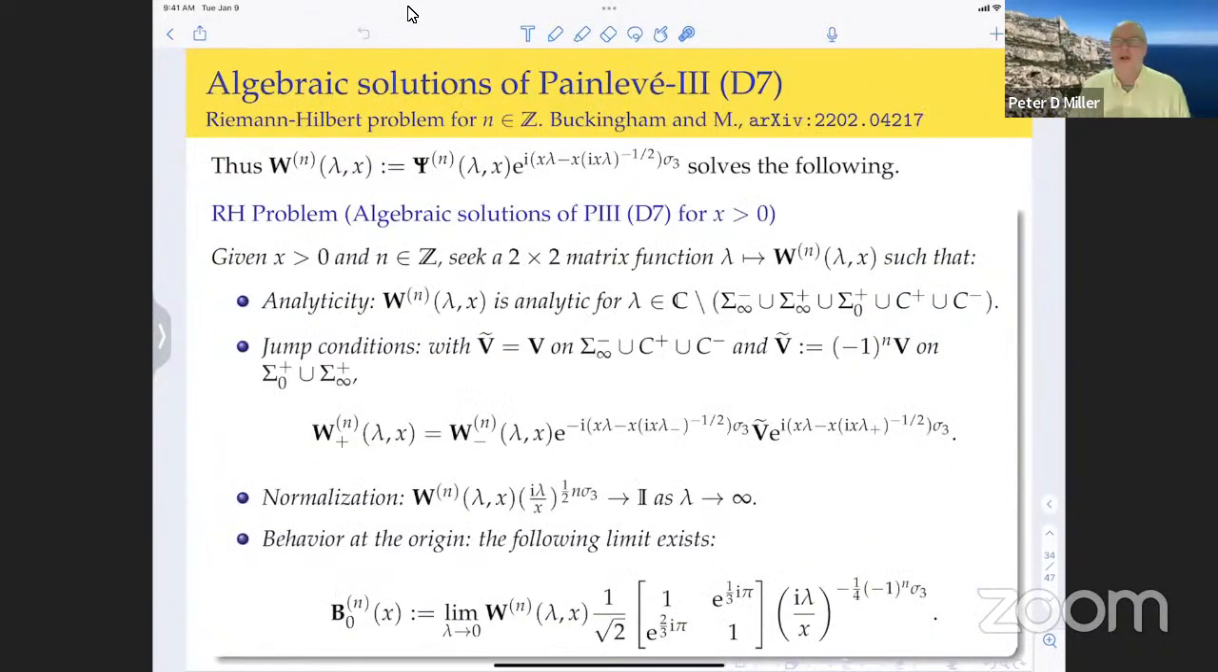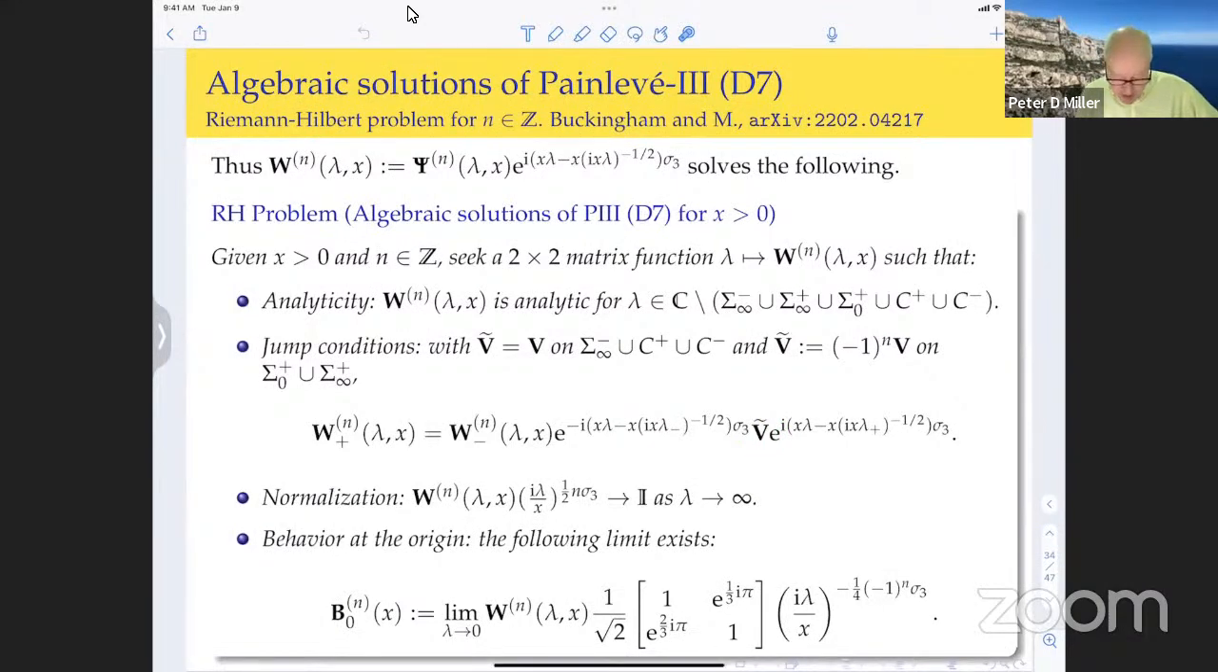So anyway, if you follow that reasoning, you find out that this matrix W, that's psi times an exponential factor that normalizes things at both singular points, it solves the following Riemann-Hilbert problem. So W is analytic on the complement of those jump contours, and it has a jump matrix V tilde, which is equal to V everywhere except on the branch cut, and it's equal to -1 to the n times V on the branch cut.